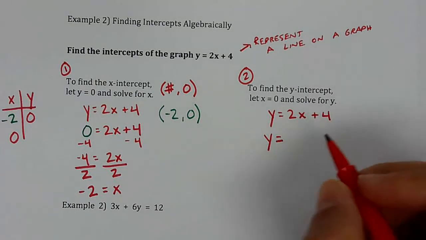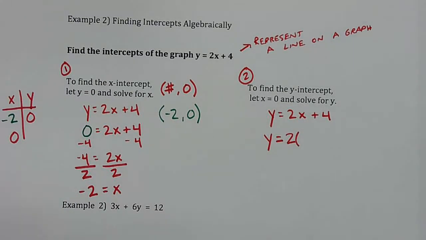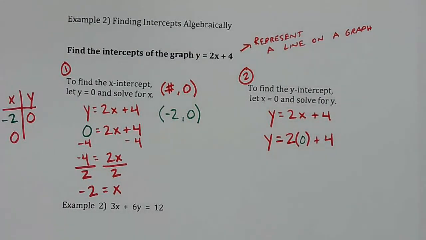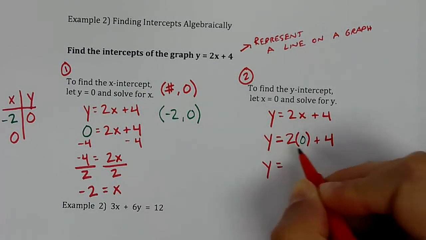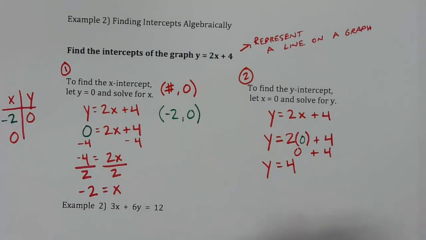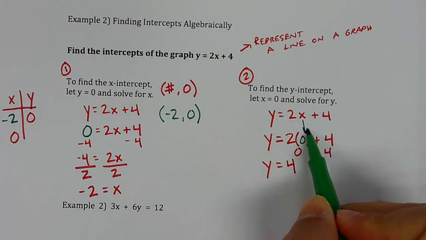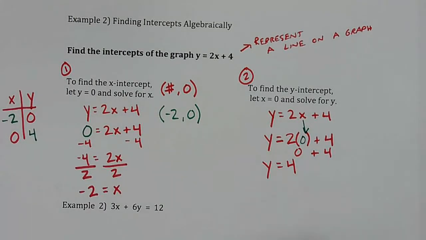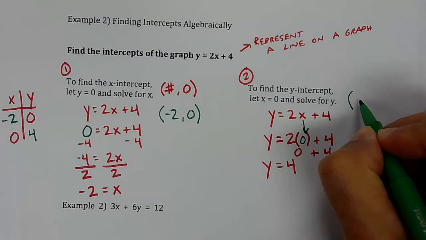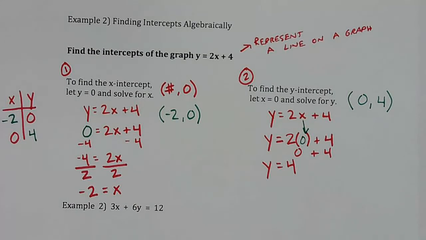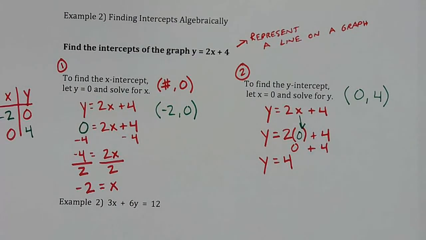Y equals 2 times 0 plus 4. Y equals 2 times 0 is 0, plus 4, y equals 4. So in my table, when x was 0, remember x was 0 this time, y is 4. So this is my y-intercept, 0, 4. And that's how we can find these algebraically without the graph.